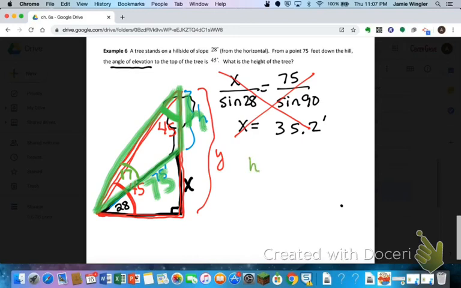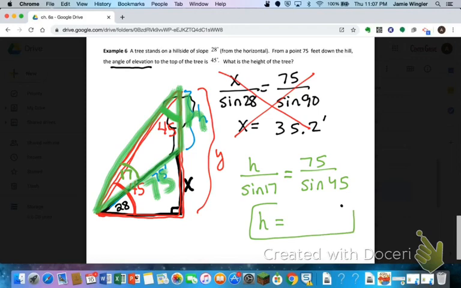So if I'm looking for H, it's going to be H over the sine of 17 equals 75 over the sine of 45. The first method that I tried wasn't wrong, and it did give me some insight into how I ultimately was trying to solve this. So it's good that we think about every scenario possible with finding these sides and angles. Now if you cross multiply, you get the height of the tree to be 31.01 feet.